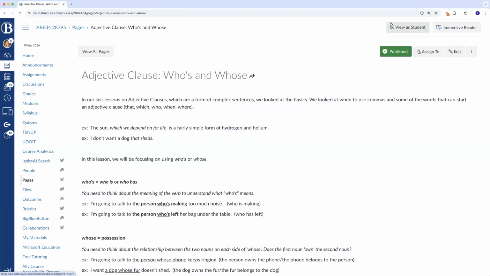In that sentence, the sun, there's only one of them. We know which one we're referring to. So when describing it, we would use commas.